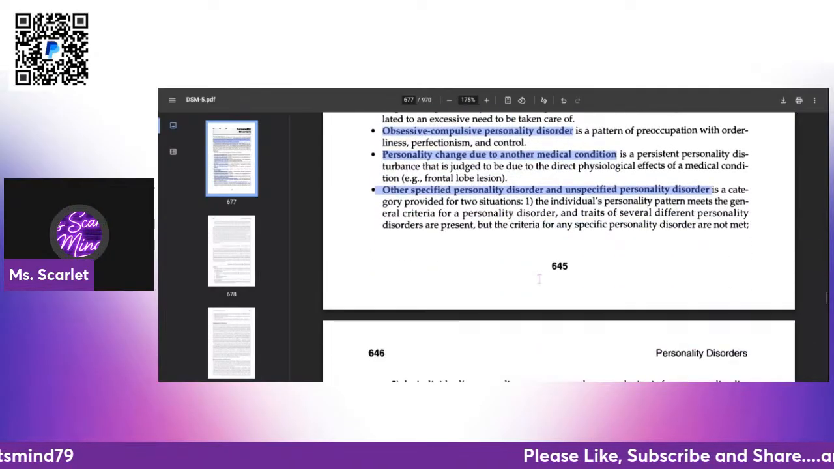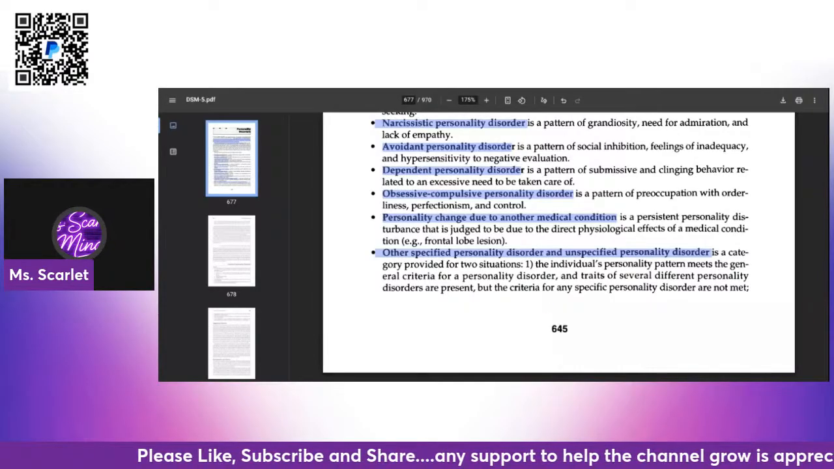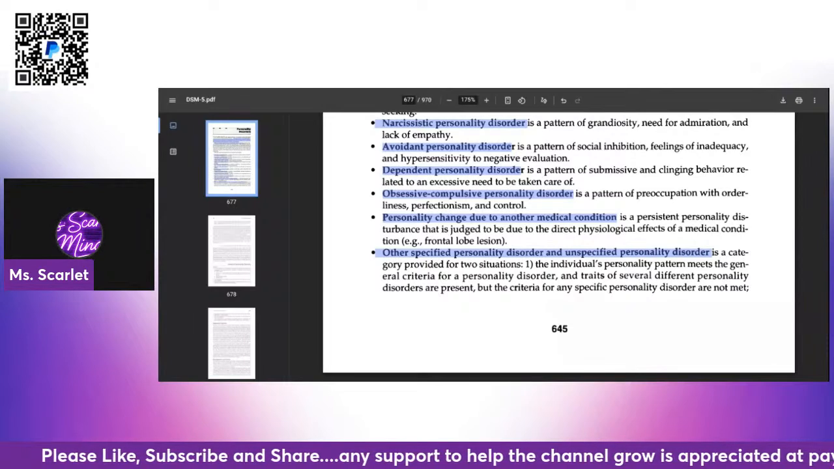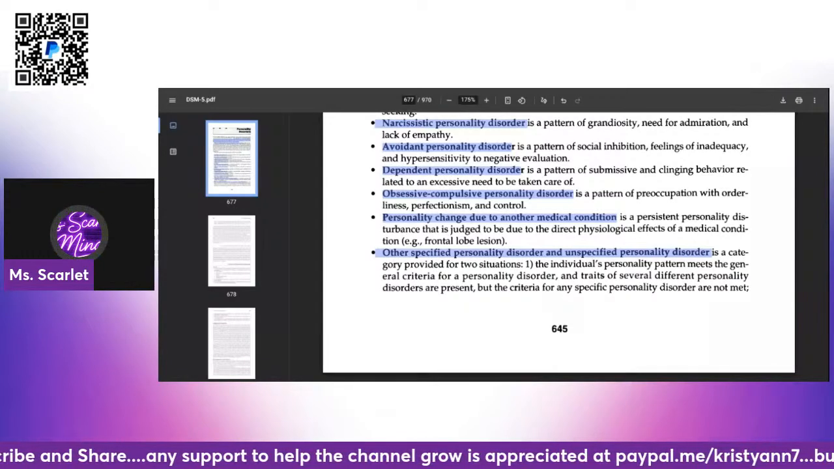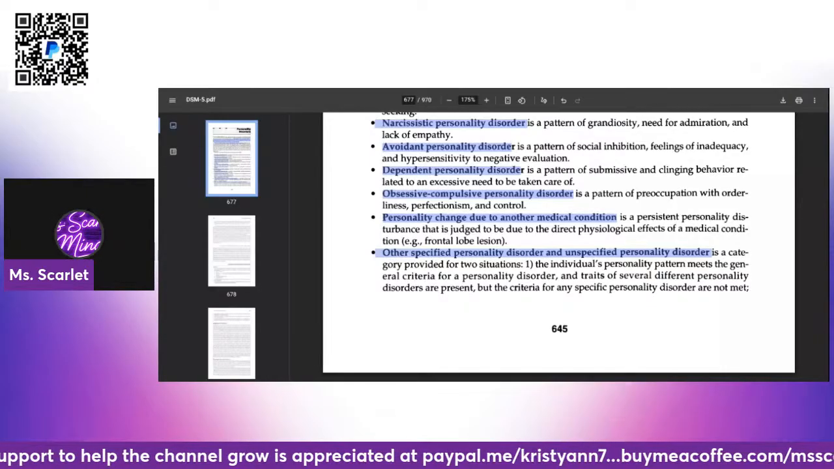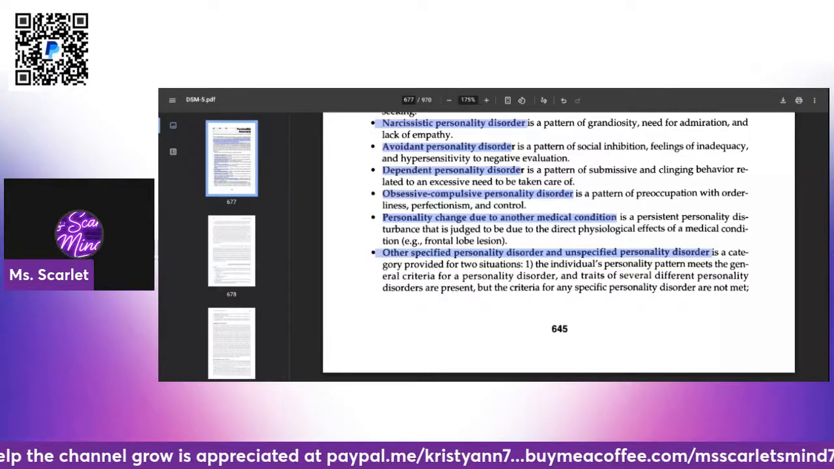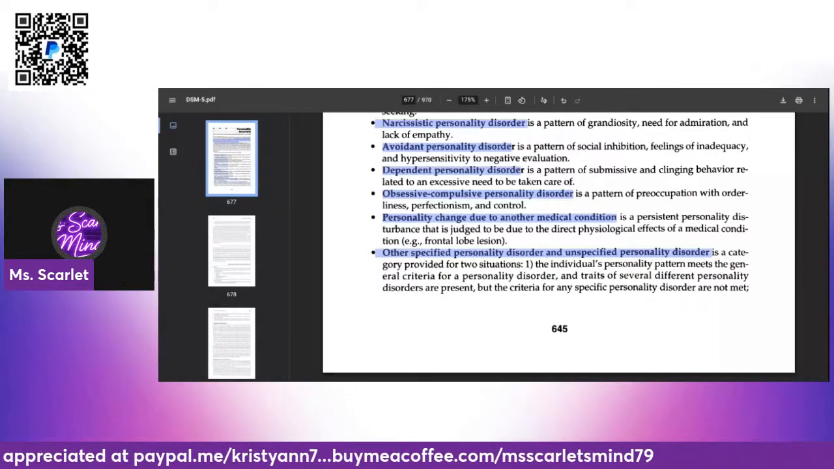And then these last two are kind of, I'll just read them. So the second to last is personality change due to another medical condition. It's basically what it sounds like, a persistent personality disturbance that is judged to be due to the direct physiological effects of a medical condition. For example, a frontal lobe lesion.